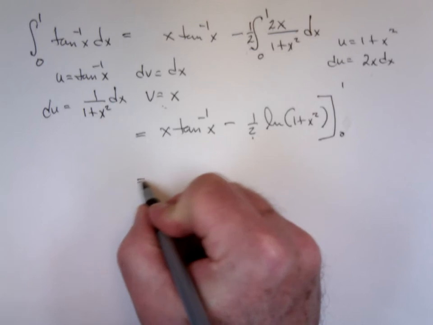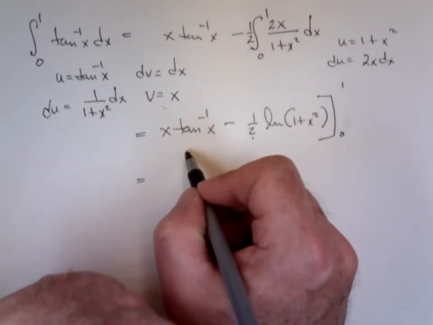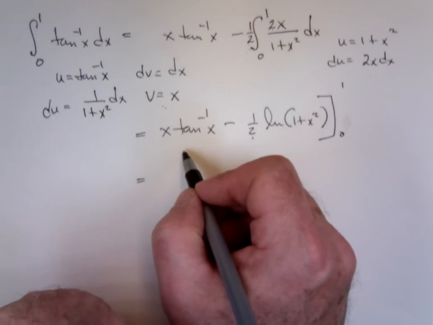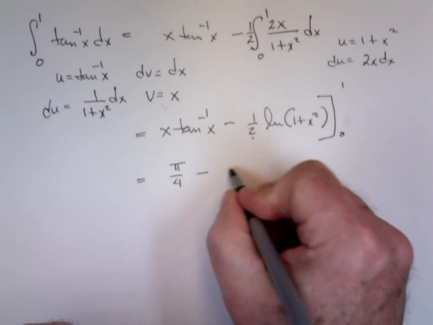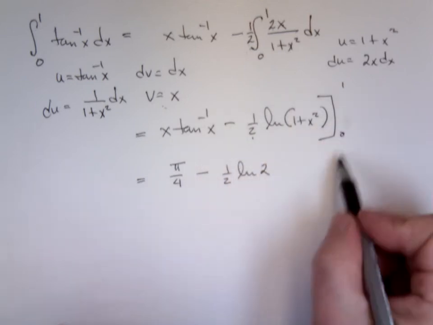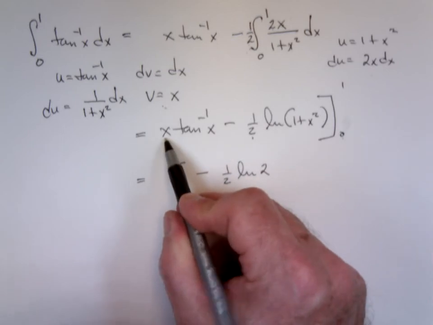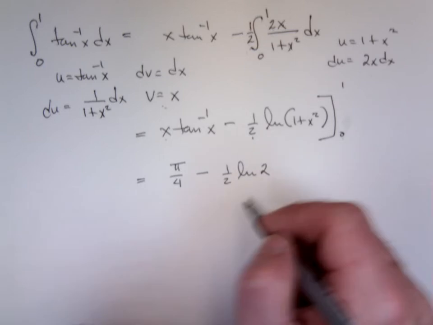Now, let's substitute in 1. You get 1 inverse tangent 1. The inverse tangent of 1 is the angle whose tangent is 1. That's going to be pi over 4 minus 1/2 natural log of 2. Substitute in 0, you get 0. Substitute in 0 here, you get natural log of 1, which is 0. This is your answer.